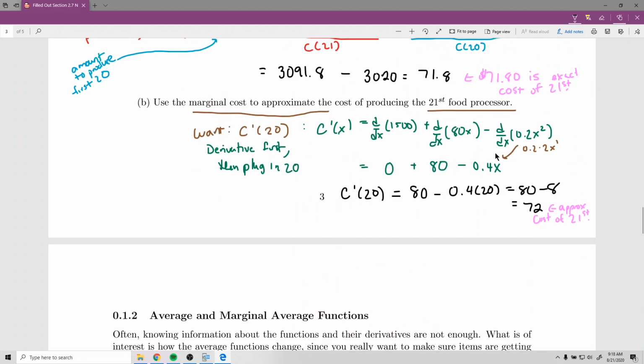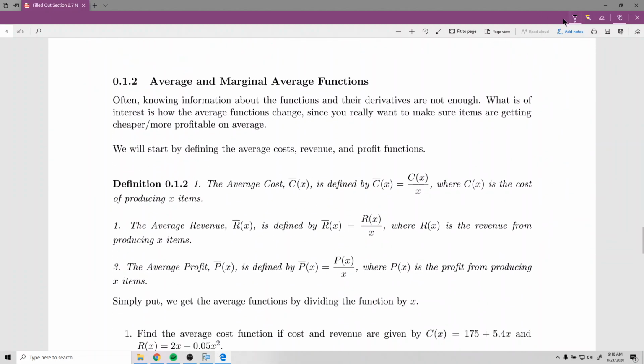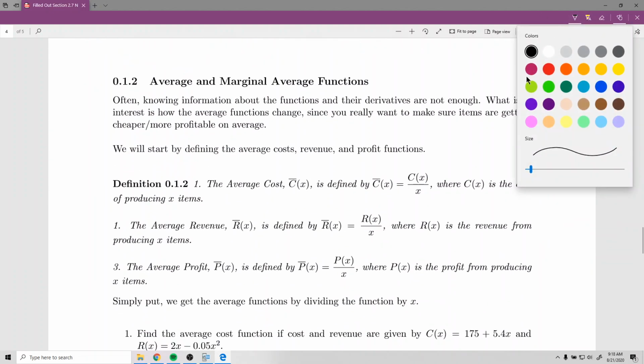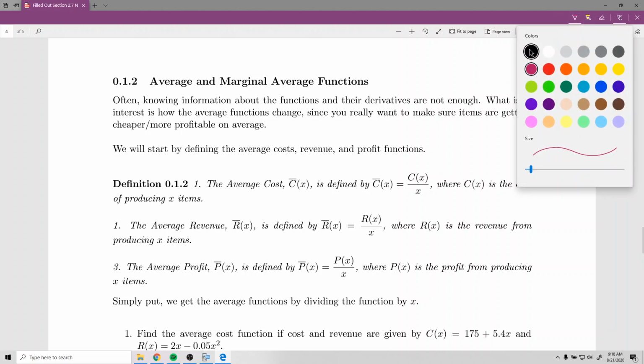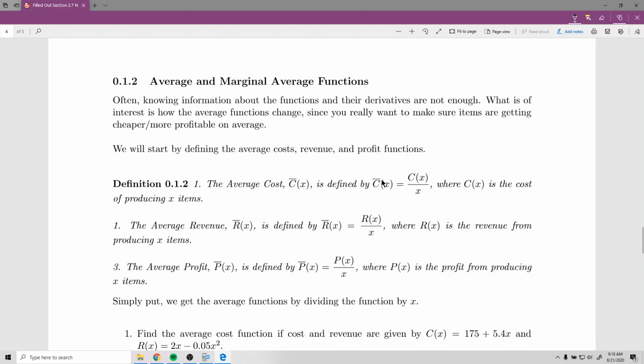And in general, the more you produce for a product, the less it should cost. If it's going up, then that means you're probably doing something wrong. All right, so often knowing information about functions and their derivatives are not enough. What is of interest is how to find the average function changes, since you really want to make sure your items are getting cheaper or more profitable on average.